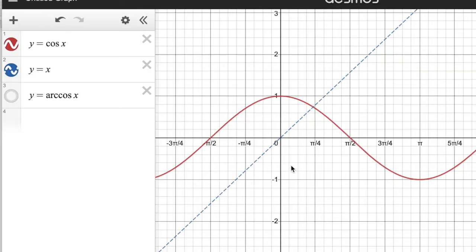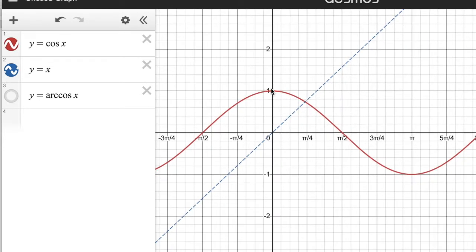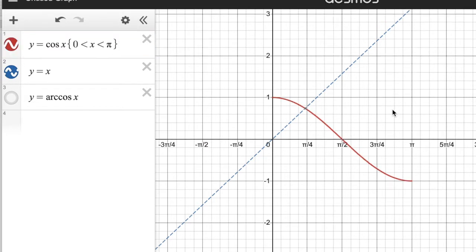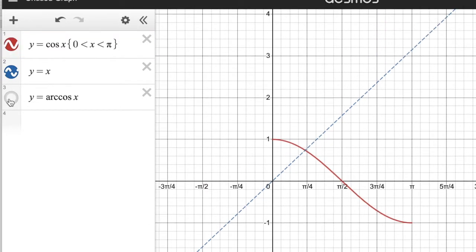Same as sine x, but here with cos x. So I need to limit my domain. With this one, I'm going to limit it to where it's monotonic decreasing. So from x equals 0 to x equals pi. So there's my limited domain. And now reflecting it through the line y equals x, there's arccos x.